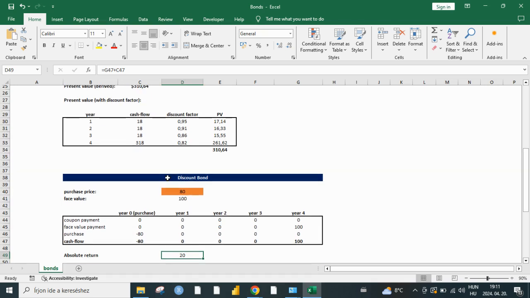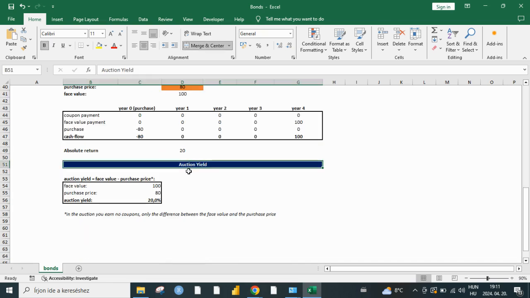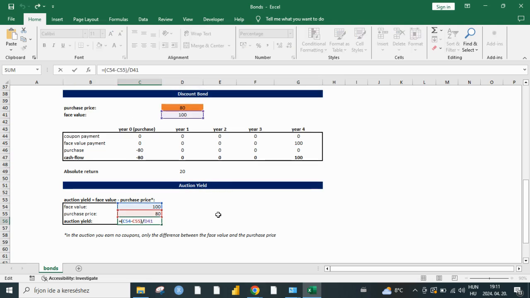So this is also a widely known and widely used financing instrument, a discount bond. I think it's really important for you to understand it as well. And I also computed here that in this case, the purchase price relative to the face value, the discount, can be computed as 20%.